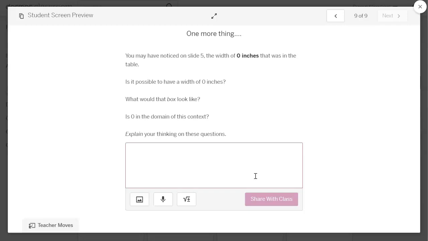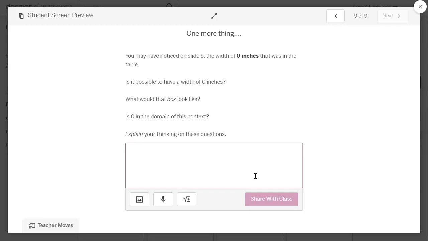If they aren't sure what this is talking about, we're about to do an activity in GeoGebra where they can physically see this. It's going to show on the screen exactly what that would look like if you had a width of 0 inches. And can you have a length of 0 inches? No. So this is going to help us restrict our domain to fit the context.